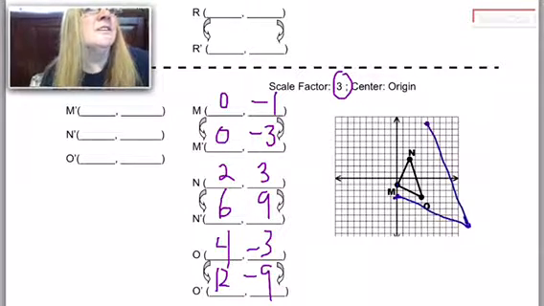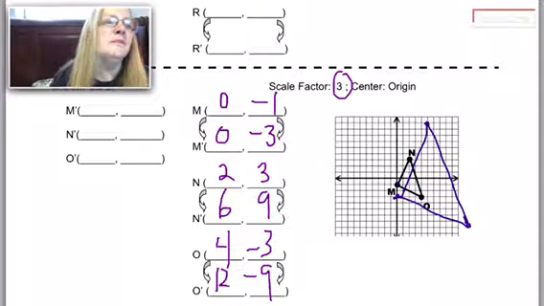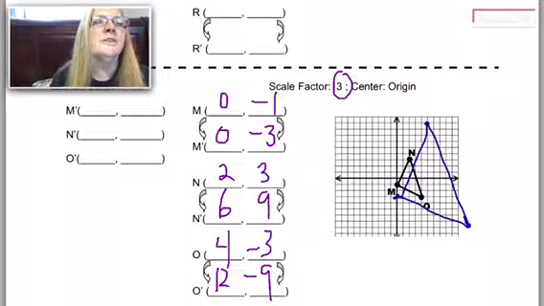The important thing here is you can see that is definitely an enlargement. And it would be a similar figure. Those would be similar. All right?